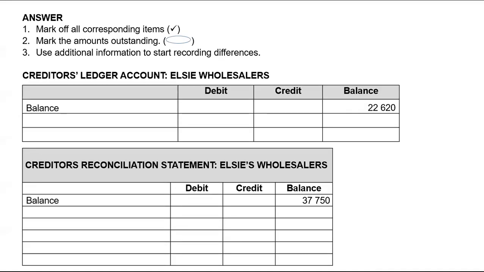Because creditors reconciliation is the continuation of the statement of account we received from LC wholesalers. And creditors reconciliation statement, we prepare it as though we are LC wholesalers. Creditors ledger on our side, this is us preparing it. We're going to prepare it the normal way we know how. We correct our own mistake. Like for instance, the discount of 600, we didn't know that we received that discount.